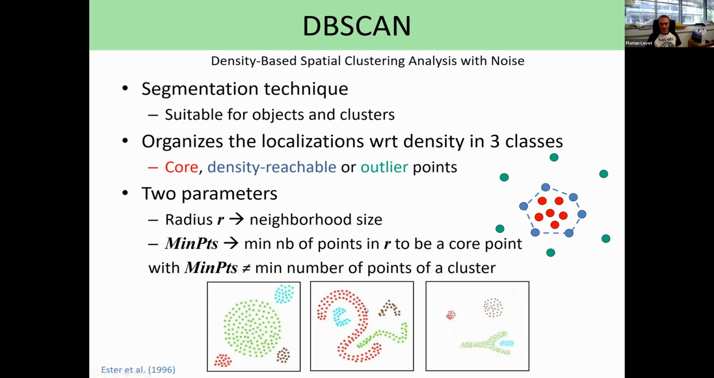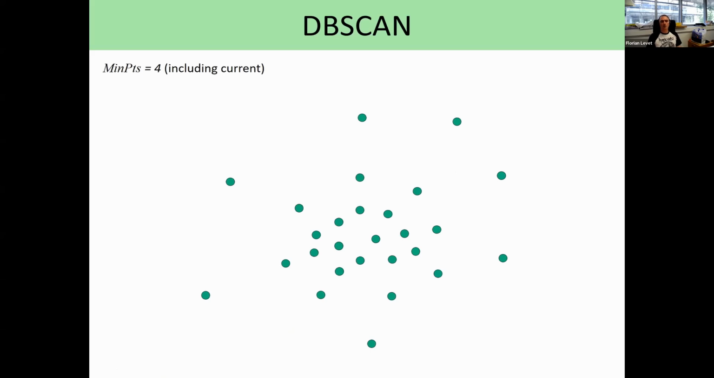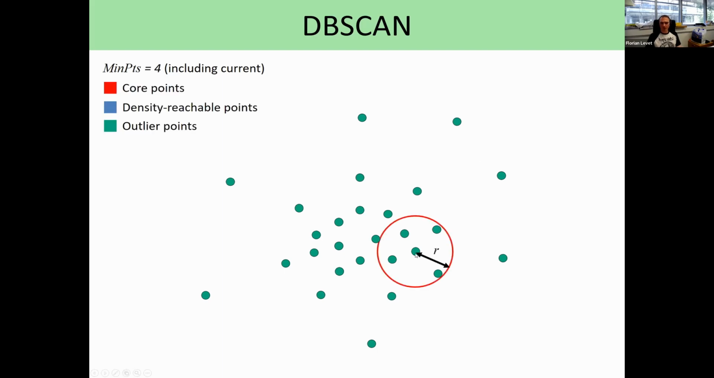You see that you can really segment some very diverse shapes, and it's working pretty well. So how does this technique work? First, you define a minimum number of points in order to be a core point. So let's say that it's 4. You are at this point, you have your radius R that is defined. You will compute the number of localizations inside R. So here it's 5. 5 is higher than 4, so you have a core point here.